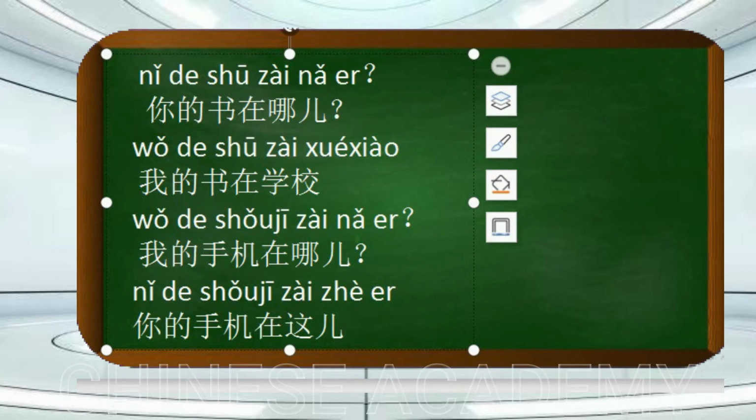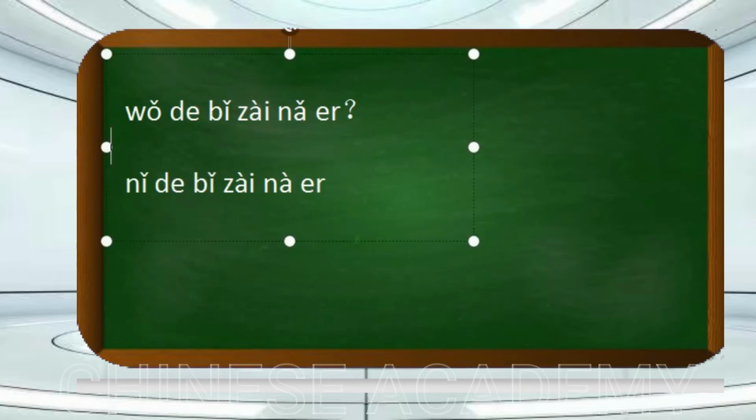你的书在哪儿? Where is your book? 我的书在学校, my book is in school. 我的手机在哪儿? Where is my mobile phone? 你的手机在这儿. Your mobile phone is here. Okay, next slide. 我的笔在哪儿? Where is my pen?